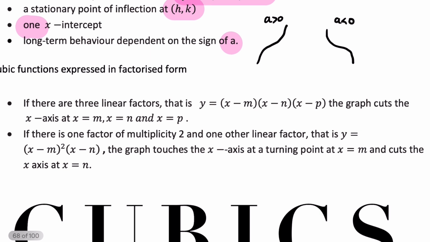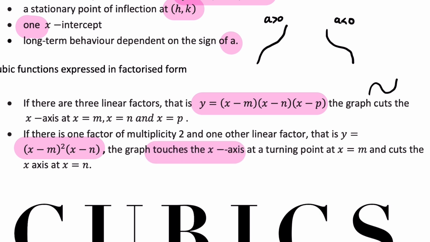So other forms of the cubic is in factorized form. This is where they're going to have multiple x-intercepts, and that's where you get that wave kind of shape like this. So in this case, this cubic here has three distinct x-intercepts. It cuts the axes 3 times at these particular points. Sometimes we'll have one of those factors that is a double factor, it's to the power of 2. And so what happens is that it actually touches the x-axis at that point and it turns around.